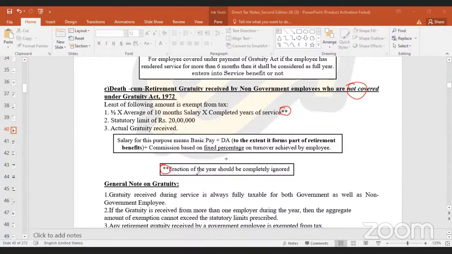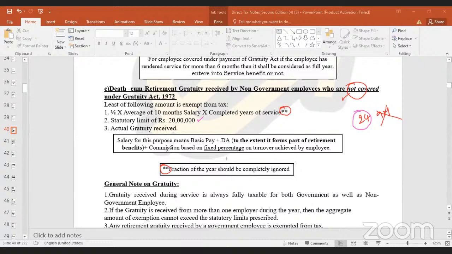What is the star mark? A fraction of the year should be completely ignored. If I have served for 24 years and 9 months, the 9 months is going to be completely ignored. For this case, my completed years of service is how many years? It is going to be 24 years. Here also the statutory limit is the same. That's going to be 20 lakhs, and the actual gratuity received. Among the three, whichever is lowest is going to be claimed as a deduction.